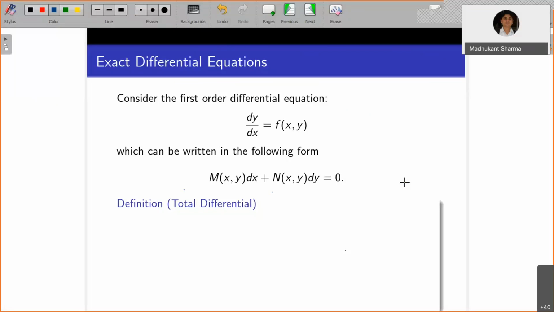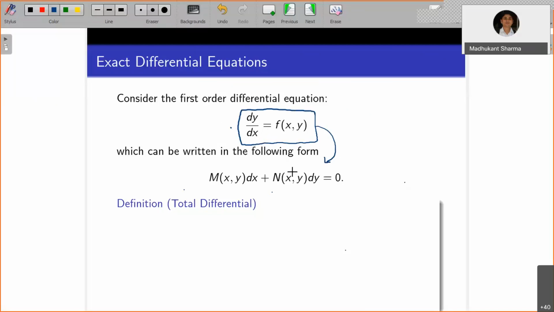Right, so let's consider this standard form, which can be equivalently written in the following form. I don't think there is any problem understanding that you can always come from here to here, or from here to here.